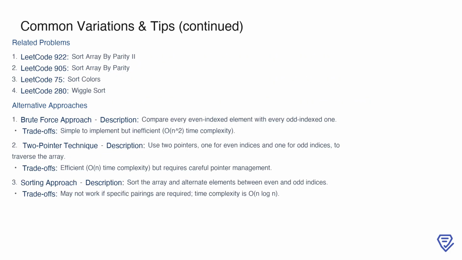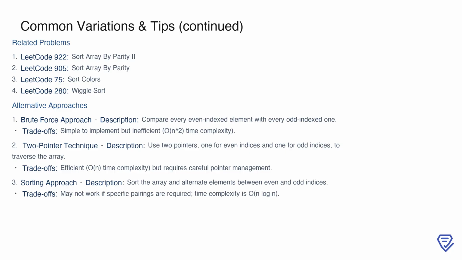Finally, let's explore related problems and alternative approaches. Similar problems include LeetCode 922, 905, 75, and 280, which also deal with sorting arrays or arranging elements based on specific conditions. Understanding these problems can help you recognize recurring patterns. Now, for alternative approaches, the brute force method involves comparing every even-indexed element with every odd-indexed one. While simple to implement, its n squared time complexity makes it inefficient.